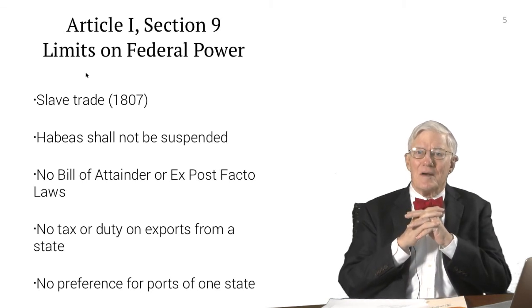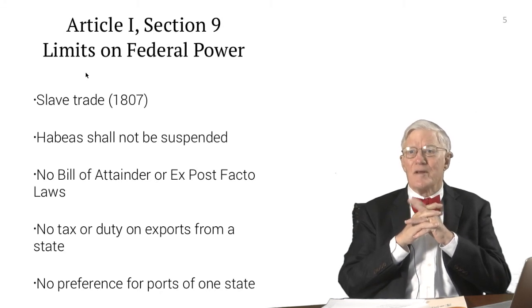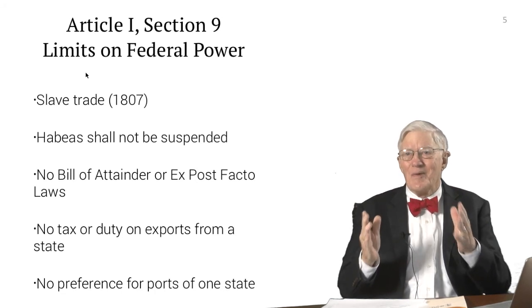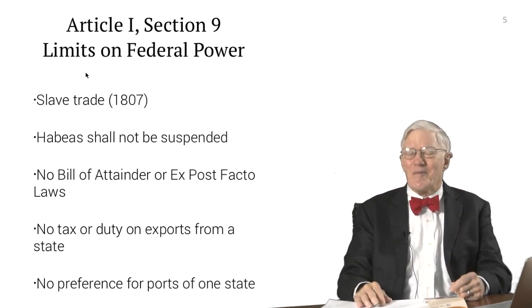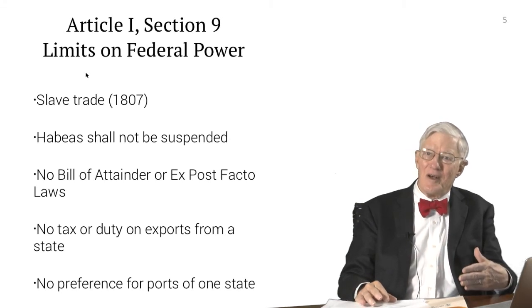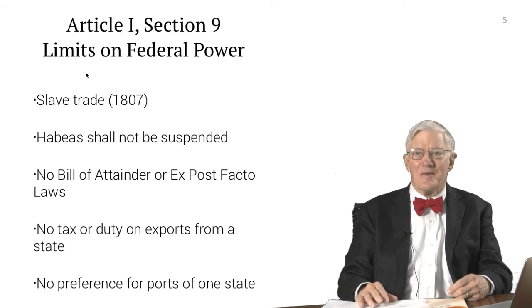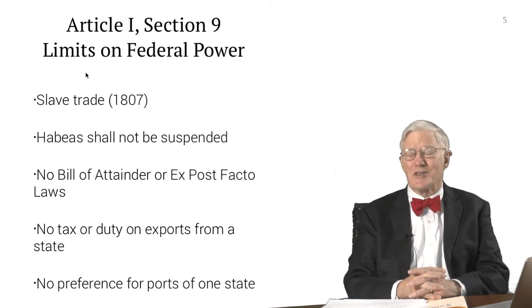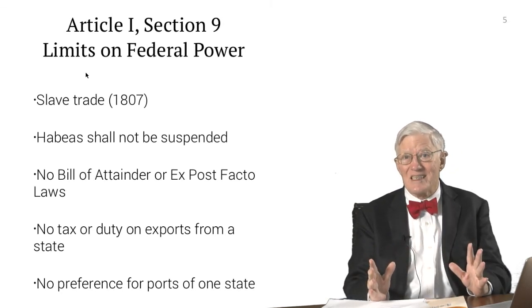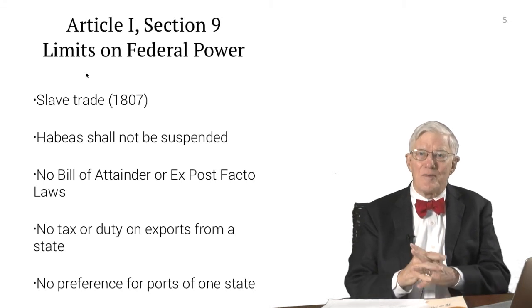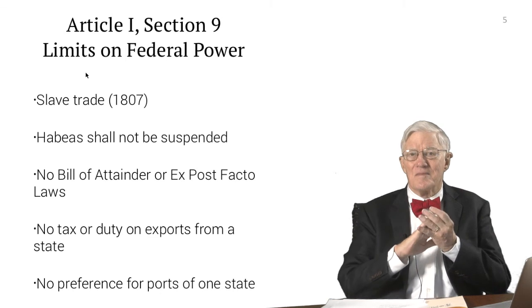Look, the federal government may not suspend the writ of habeas corpus. This is the only writ from British common law that's in our Constitution. So there's a prohibition on its suspension. And the federal government, in Article 1, Section 9, before we get to the Bill of Rights, is prohibited from enacting bills of attainder or ex post facto laws.